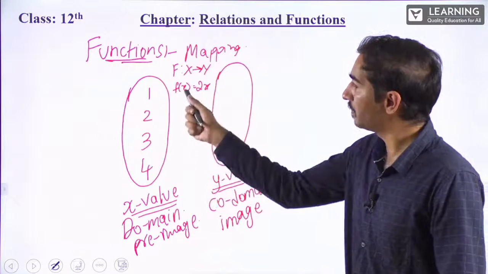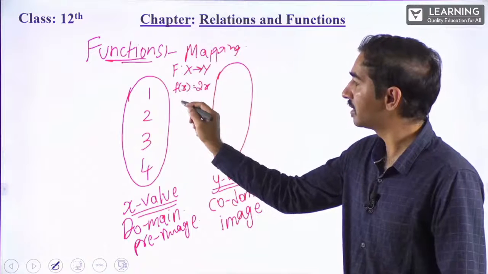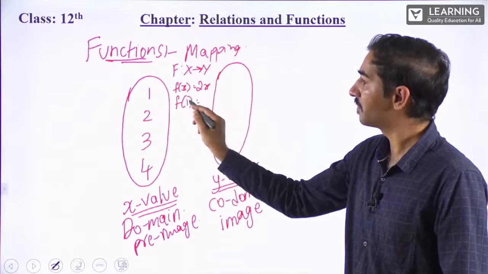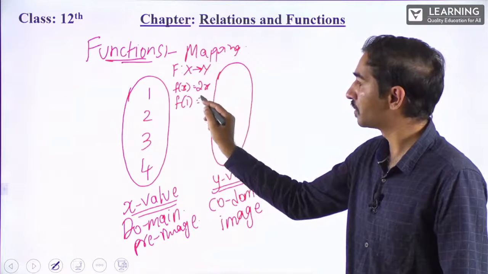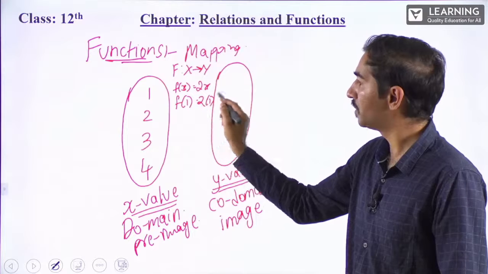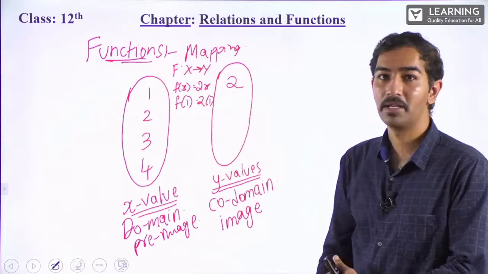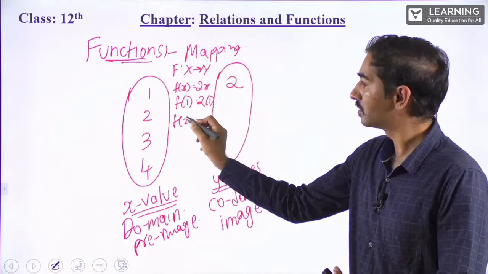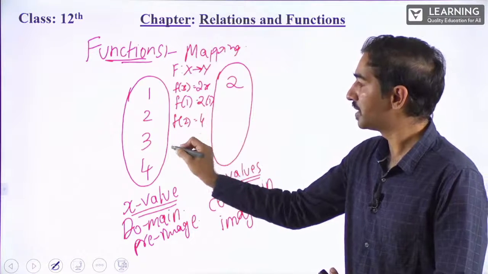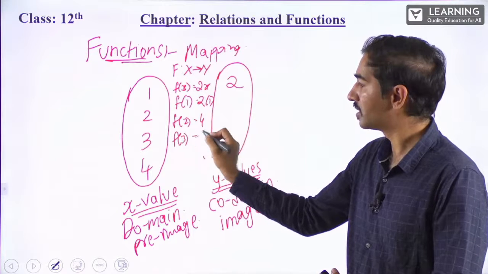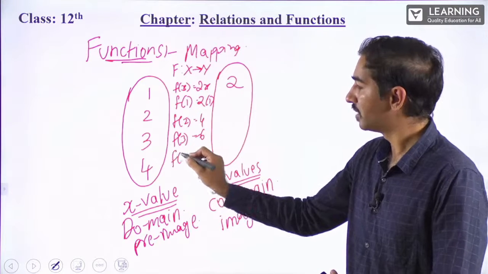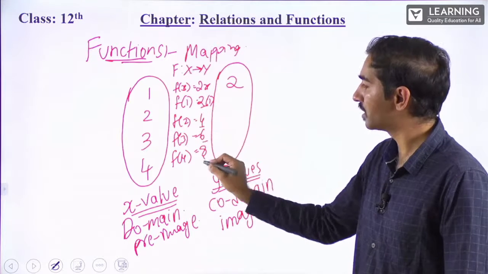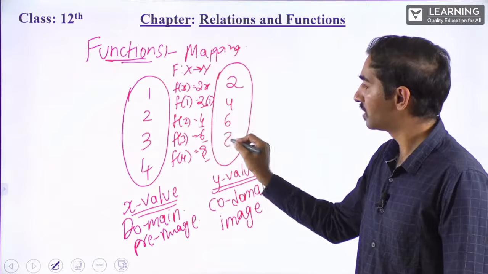It means in the place of x, put 1: f(1) equals 2 into 1, which is 2. Understood? Now in the place of x, put 2, so that becomes f(2), which equals 4. In the place of x, put 3: f(3) is equal to 6. In the place of x, put 4: f(4) is equal to 8. So what are all these values? 2, 4, 6, 8.